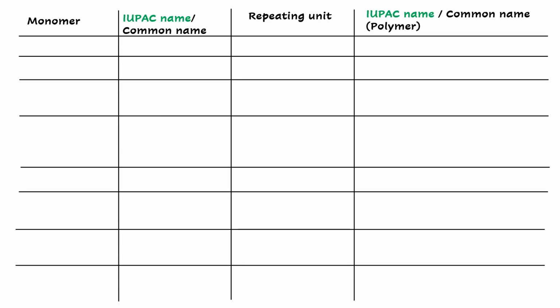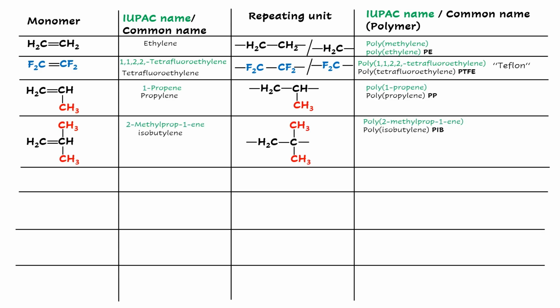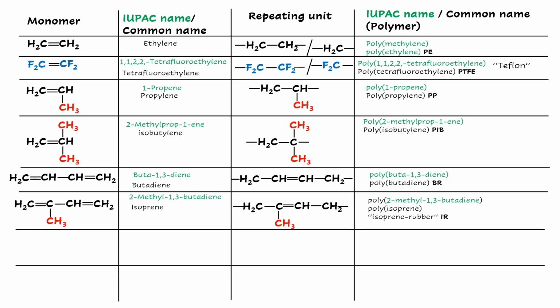Here are some examples of most famous polymers along with their common and IUPAC names and structures. The first one in the table is polyethylene. Then comes polytetrafluoroethylene, also known by its trade name Teflon. Similarly, we have polypropylene, polyisobutylene, polybutadiene, also known as butadiene rubber, polyisoprene, also known as isoprene rubber or natural rubber. Naturally, it is obtained from Hevea brasiliensis tree.